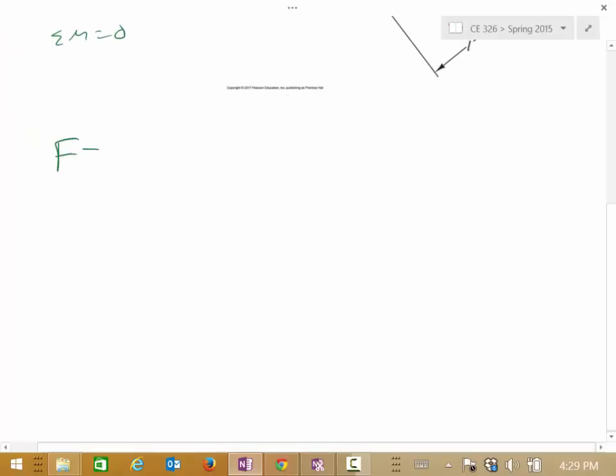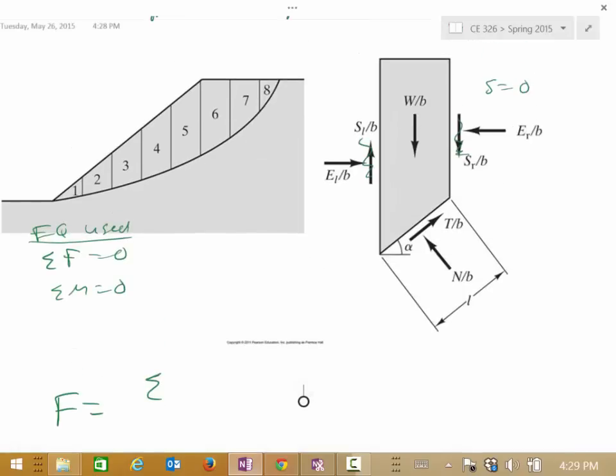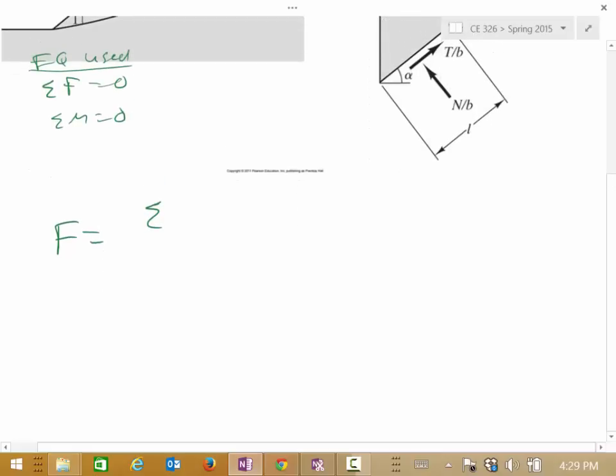And if we do this one, you're going to find out that F is equal to the summation of, let's see, in this one, rather than the length of the base of the slice, we're going to use M, which is the width of the slice, to characterize the slice. It just makes the calculations a little simpler. We're going to end up with the factor of safety equal to M times C prime plus W minus the pore pressure times M times tan phi prime, all times psi. I'll show you what psi is in just a second.